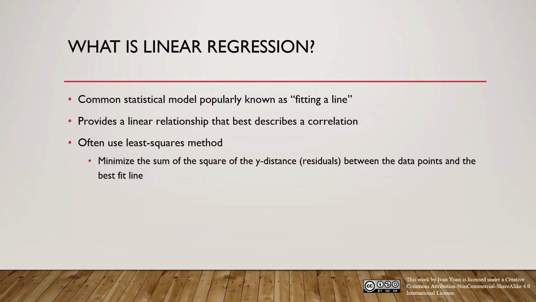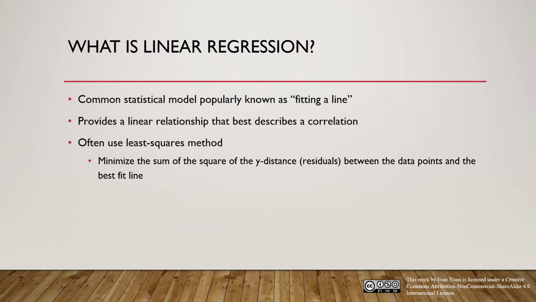Linear regression is a really common statistical model, and it is popularly known as fitting a line. Essentially, when we perform linear regression, we have two variables, an independent variable which we put on the x-axis, and a dependent variable on the y-axis. These variables have a correlation. Linear regression provides a linear relationship, which is a linear equation that best describes this correlation.